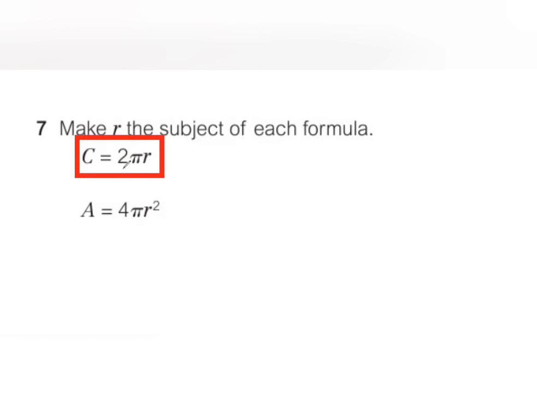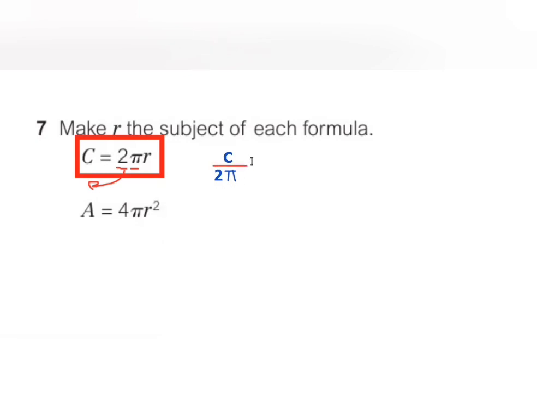So first I'm going to take these. We have 2 and pi. Because I want to leave the R alone, I'll take the 2 and the pi to the other side by dividing. So I end up with C divided by 2 pi. Now let me put the C first. C divided by 2 pi. I'm going to write the pi with the lines. Now I'm going to make a fraction line.